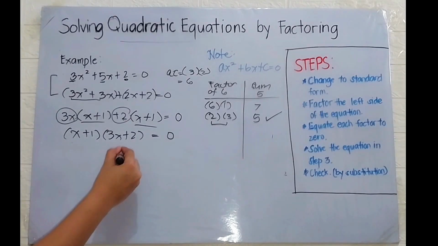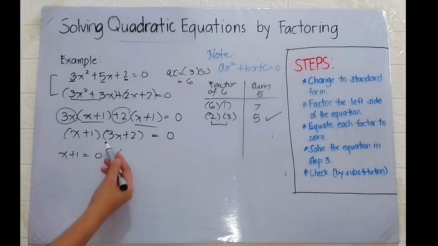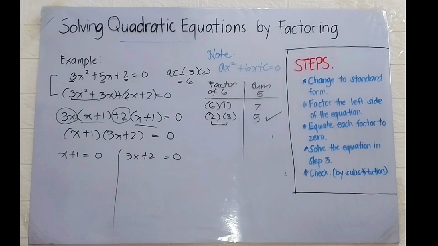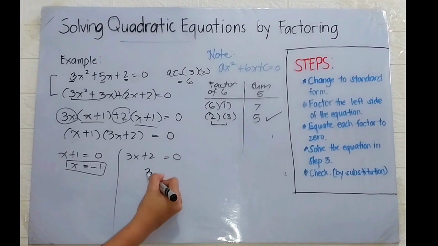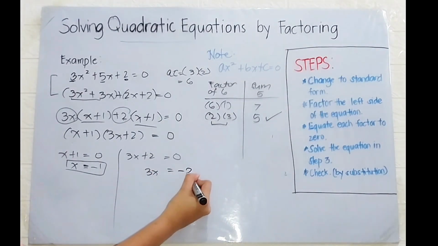So, kunin natin first factor. x plus 1 is equals to 0. 3x plus 2, equate them also to 0. And then, solve the equation in step 3. So, x plus 1, x is equals to, since positive 1, transpose on the other side using the ATE. So, it becomes negative 1. So, our first value of x is negative 1. Next one, 3x is equals to, from positive 2, it becomes negative 2.